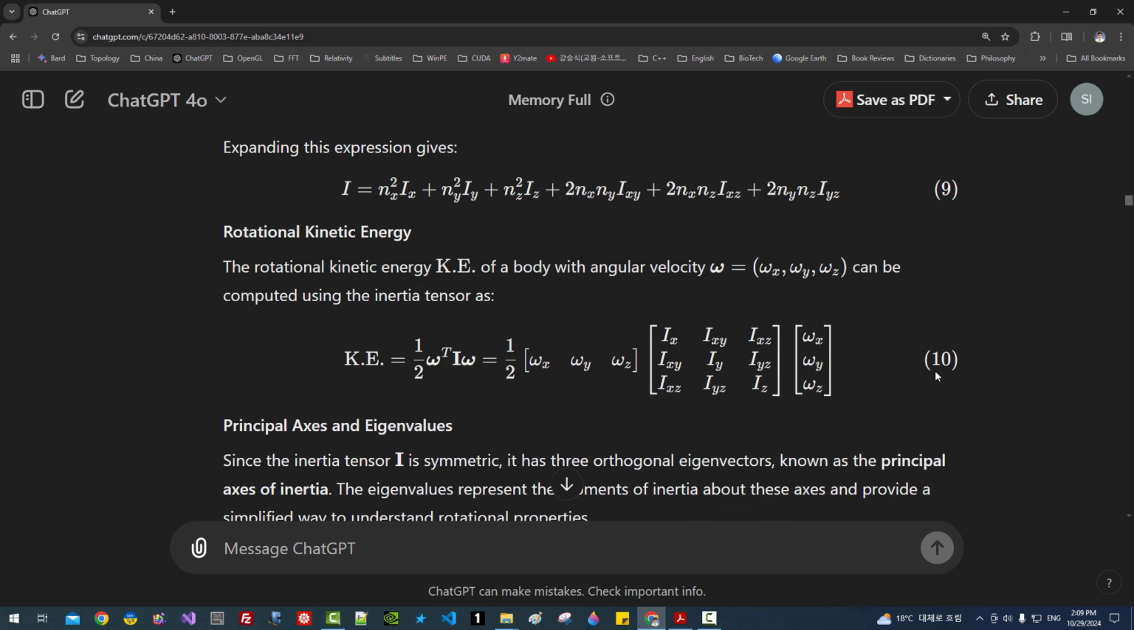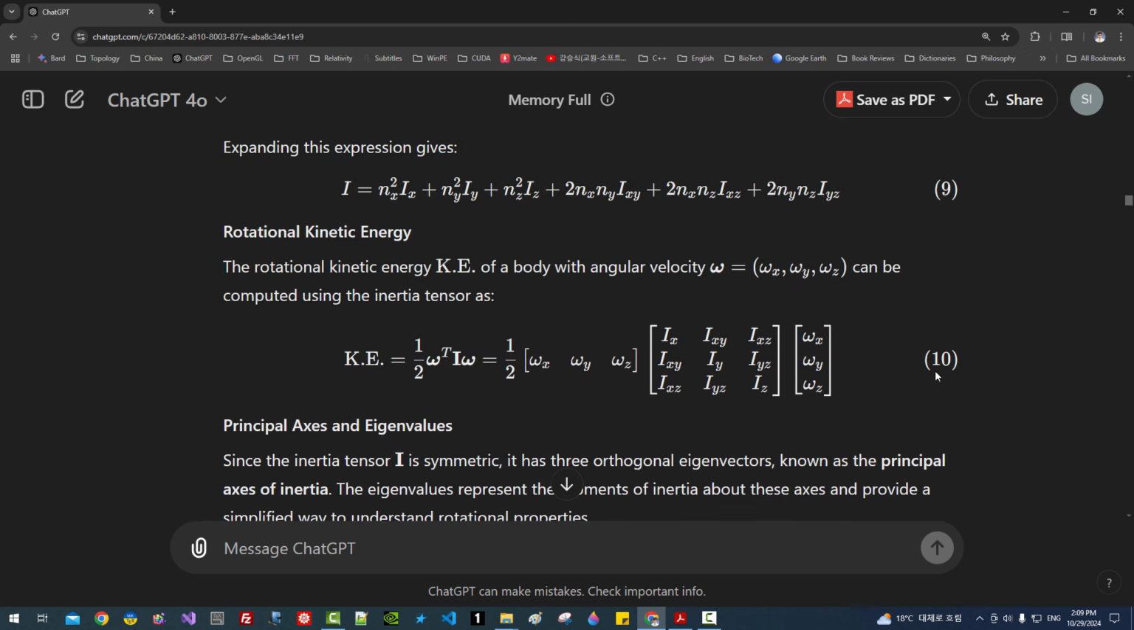1. Product of inertia about the xy plane, Ixy equals the integral of xy dm. This term, Ixy, describes how mass distributed in both the x and y directions influences rotations that involve both the x and y axes. The negative sign is conventional, representing that these terms describe coupling rather than a direct moment of inertia. 2. Product of inertia about the xz plane, Ixz equals the integral of xz dm.